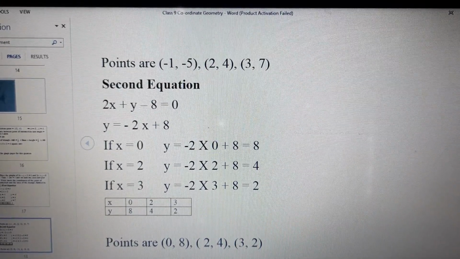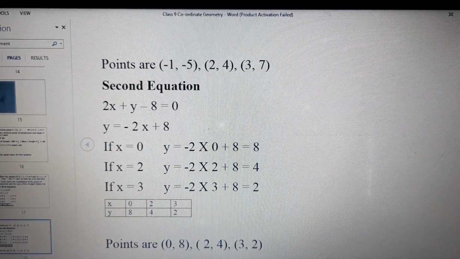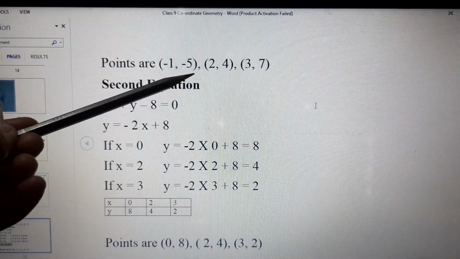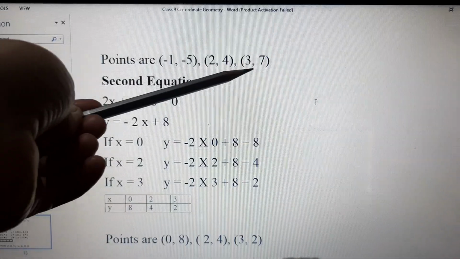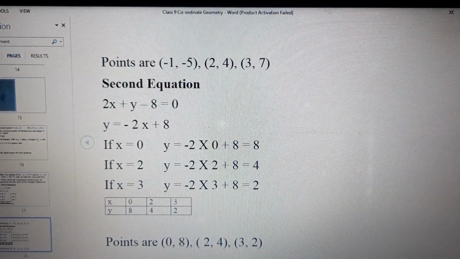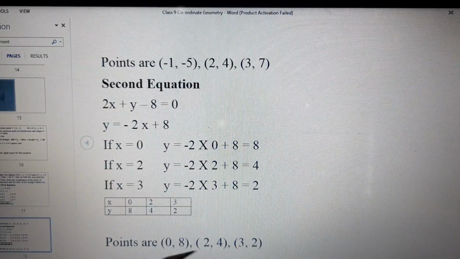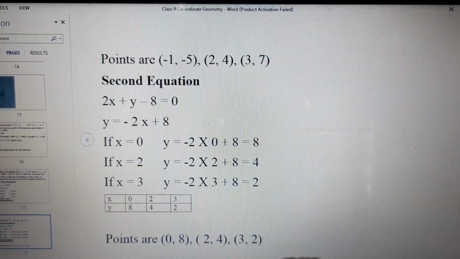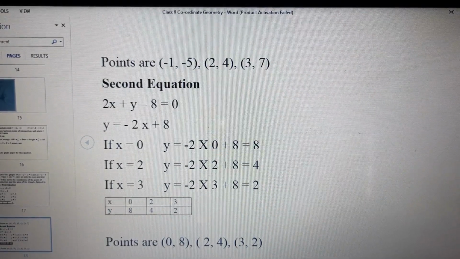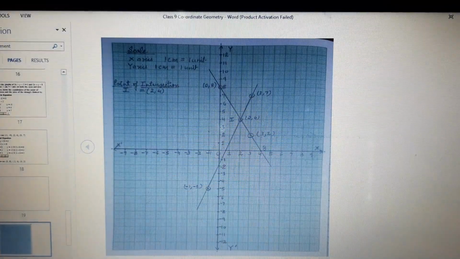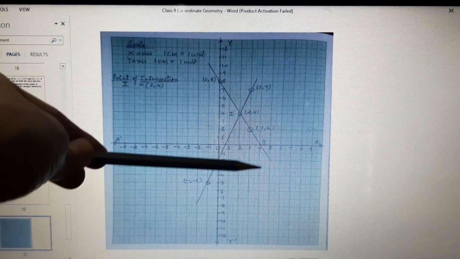Okay. Now what you will do? You will plot first of all these 3 points, minus 1 comma minus 5, 2 comma 4 and 3 comma 7, and you will join them with the help of a scale. Then you will plot all 3 points on the graph paper, 0 comma 8, 2 comma 4 and 3 comma 2. You will join them with the help of the scale. Are you getting it? You will get something like that.